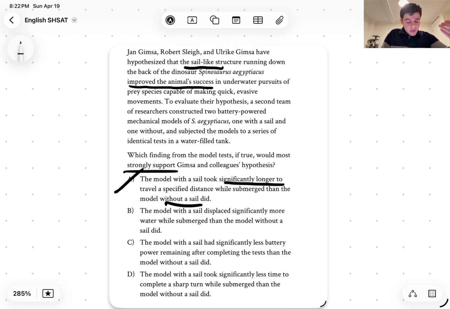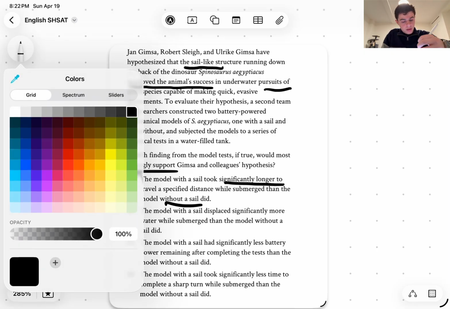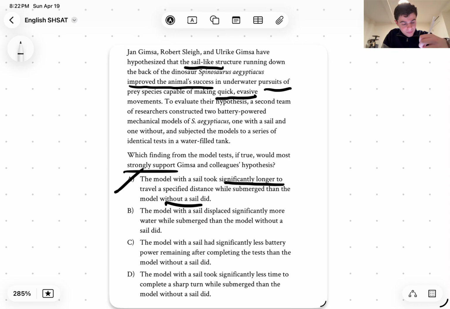Let's keep going. B, the model with a sail displaces significantly more water while submerged than the model without a sail did. Well, does it really say in the passage that displacing water improves their pursuits of prey, right? That's what we're saying, pursuits of prey. No, what we're trying to find is that the sail-like structure improves their capability of making quick, evasive movements, not displacing water, right? That's a whole different thing. That's not relevant. So we can remove B because it's not answering the question. C, the model with a sail had significantly less battery power remaining after completing the test than the model without a sail did.